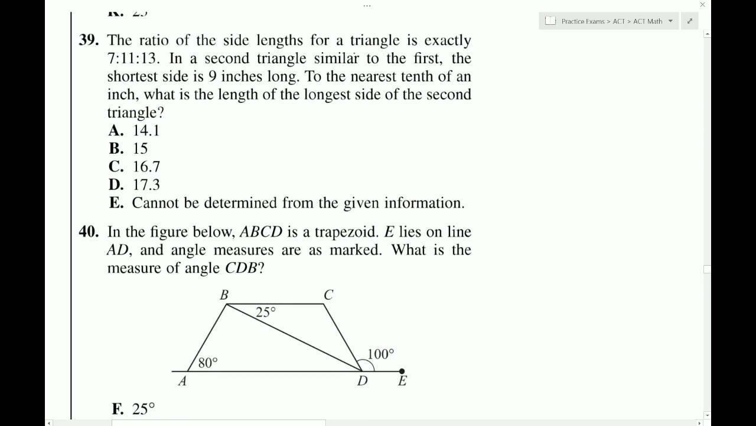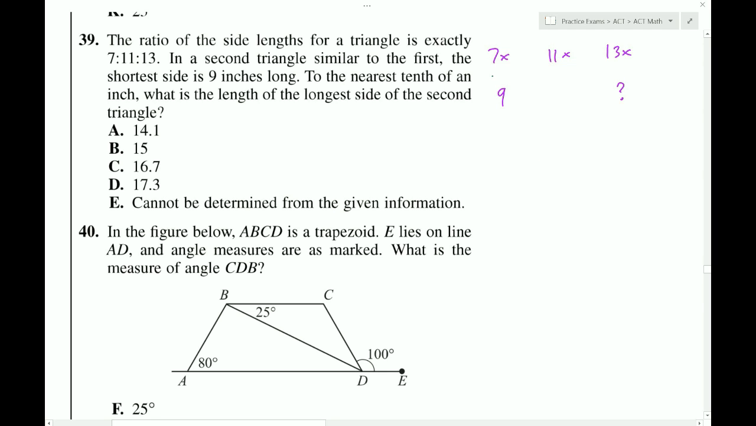The ratio of side lengths for a triangle is exactly this. Whenever you see a ratio of this format, what I always do is put x's after each item: 7x, 11x, 13x. In a second triangle similar to the first, the shortest side is 9 inches long. So the shortest side for this other one is 9. To the nearest tenth of an inch, what is the length of the longest side? So this is what we're looking for.